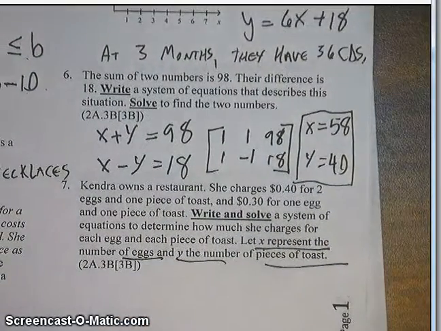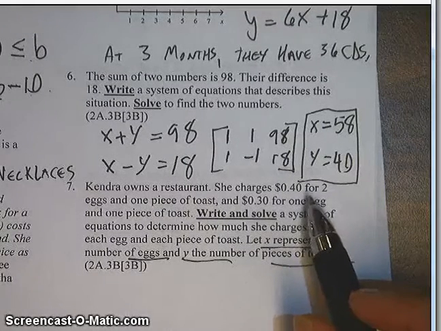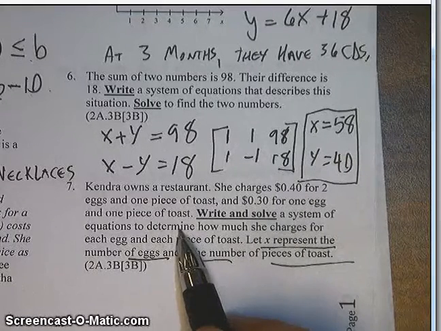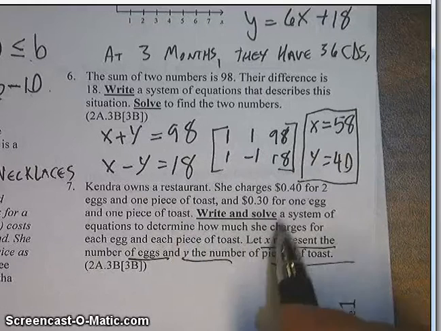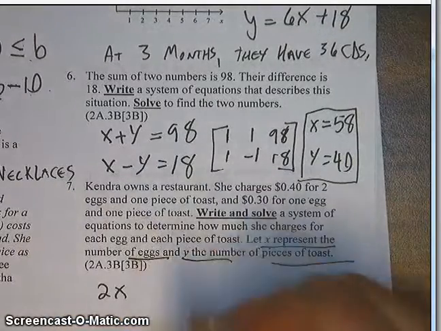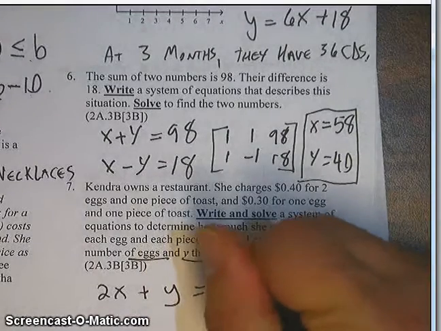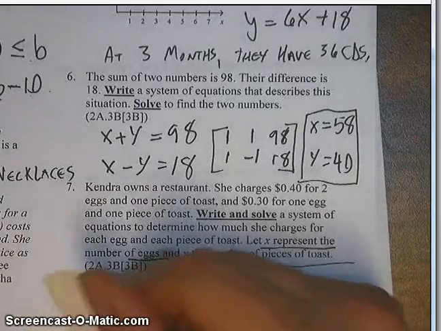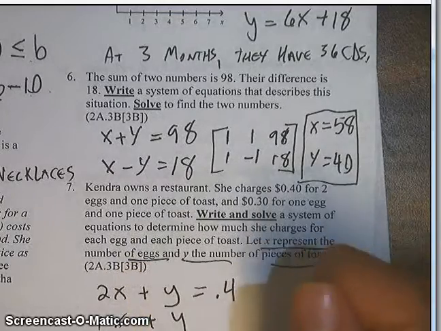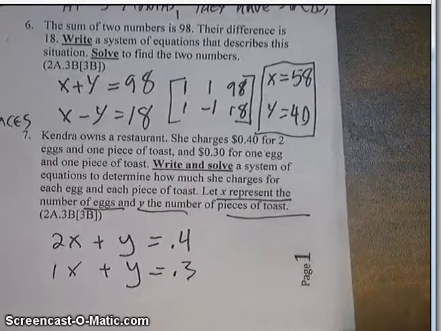Okay, great. So we can start with the x. All right, so let's see, 40 cents for 2 eggs and 1 piece of toast, and 30 cents for 1 egg and 1 piece of toast. So, okay, 2 eggs is 2x, and 1 piece of toast is 1y. That equals 40 cents, and 1 egg and 1 piece of toast equals 30 cents. So I'm going to do this in a matrix again.